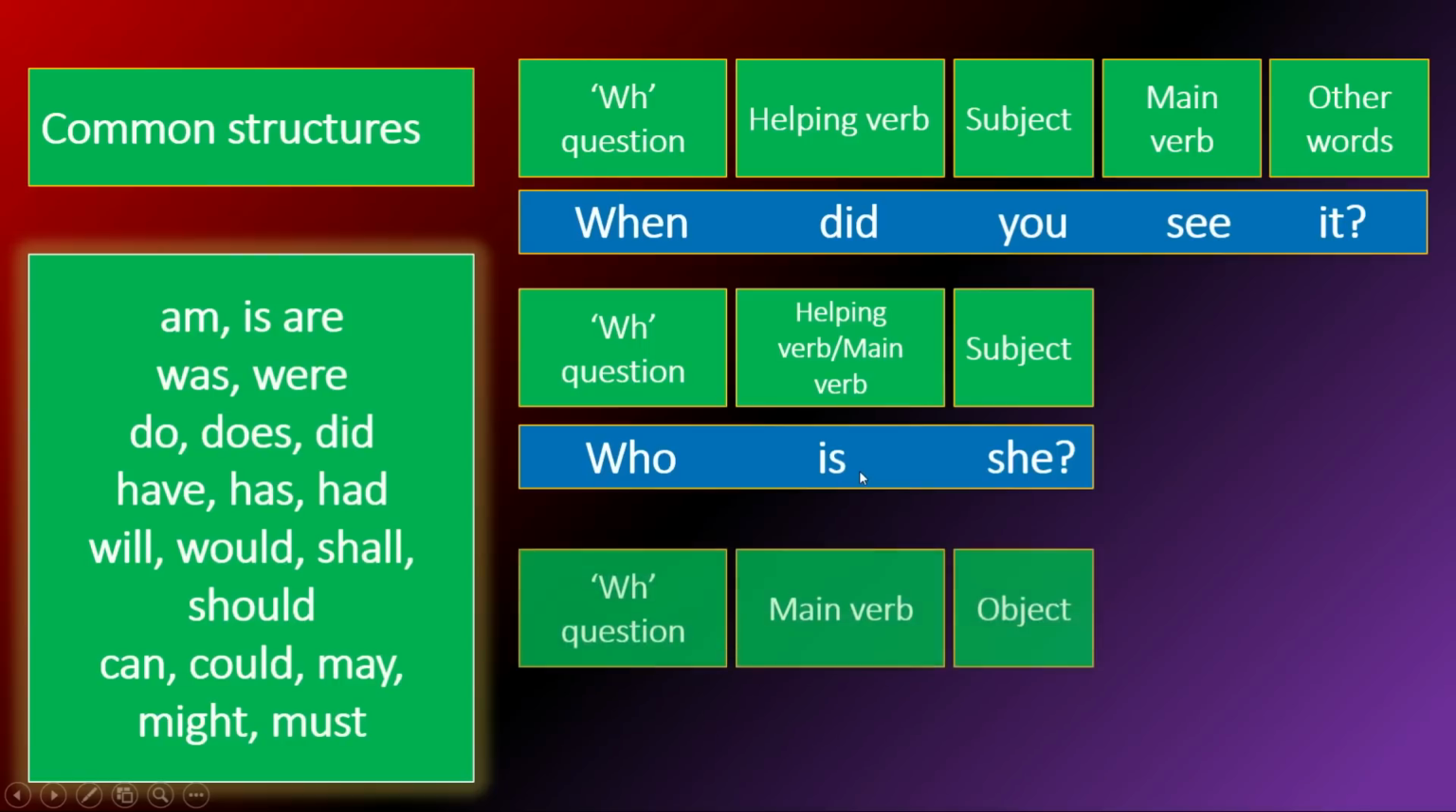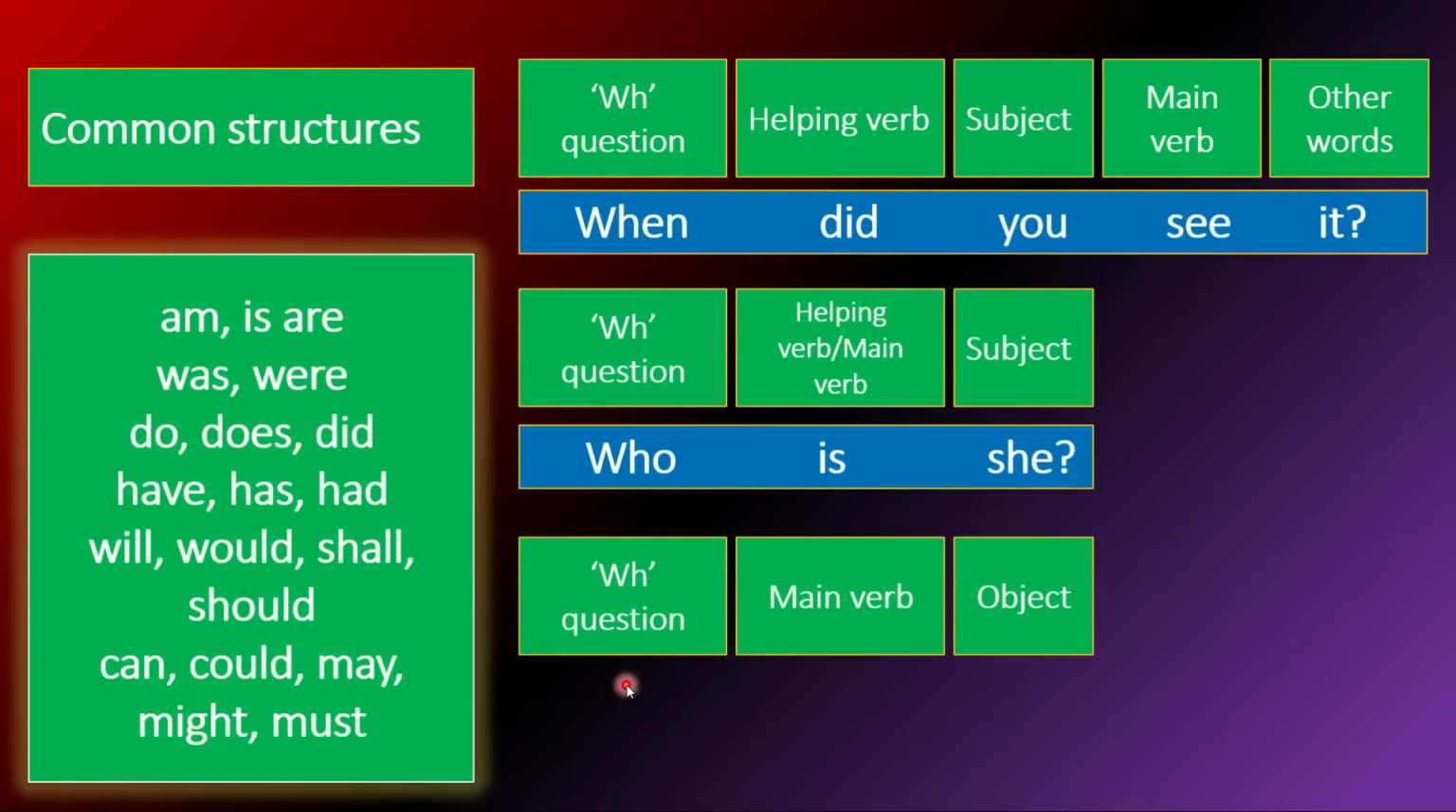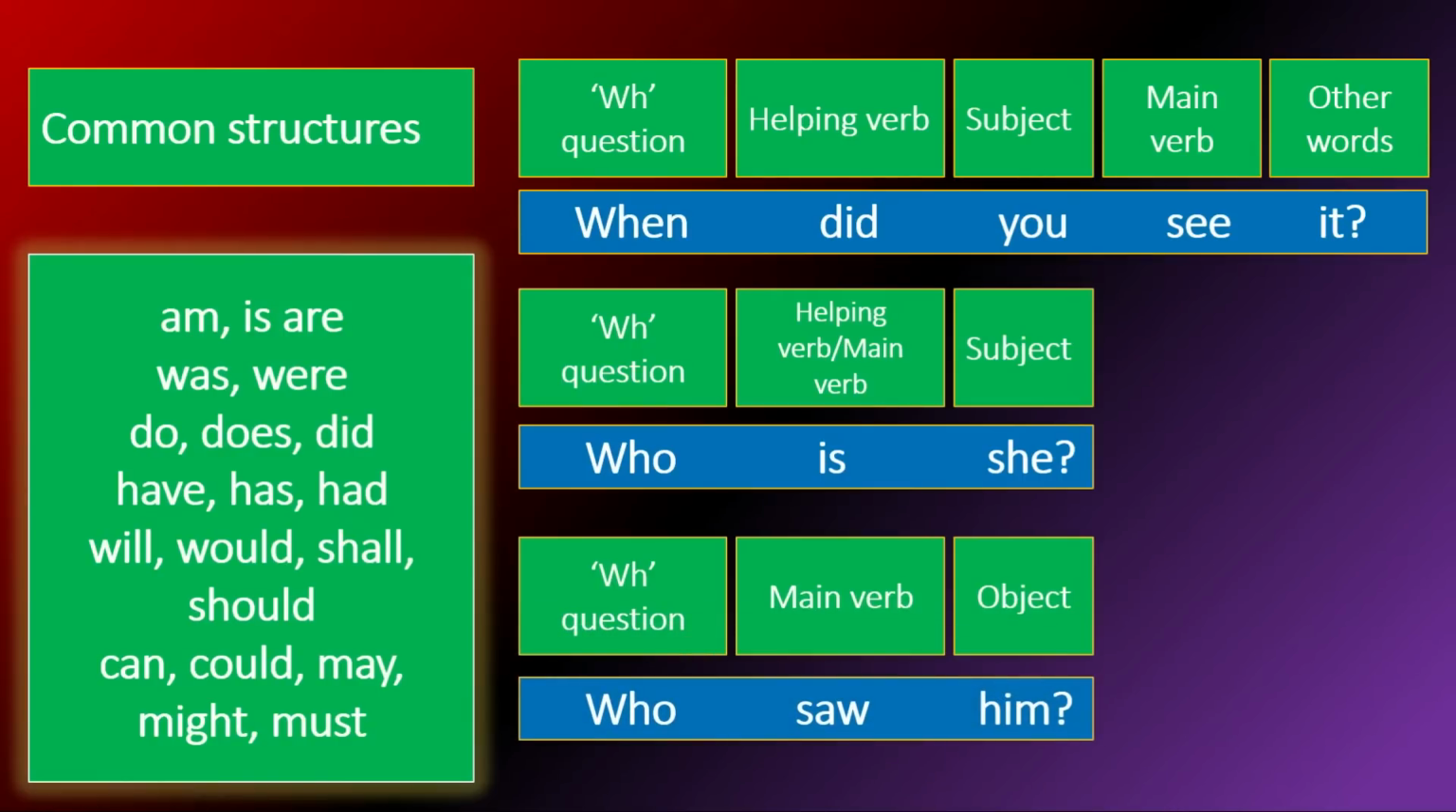Now another structure. We have WH question and main verb and object. Look at this example sentence. Who saw him? Or you can say, who kicked the chair? Who killed the woman? There's a main verb, no need to add any helping verb.